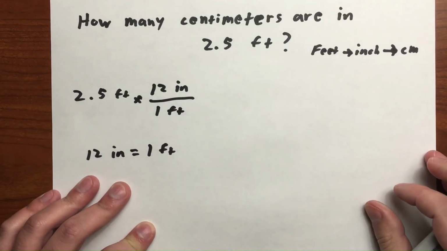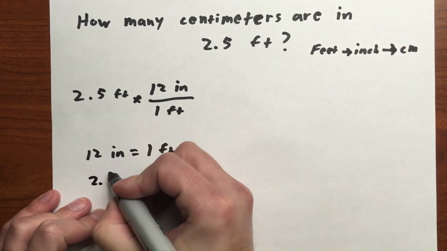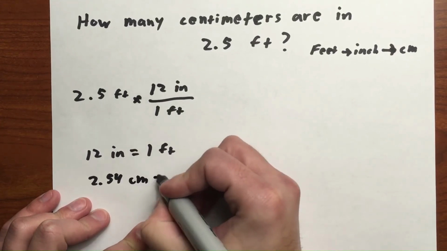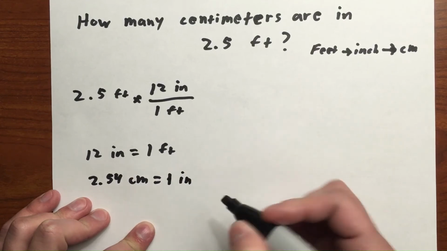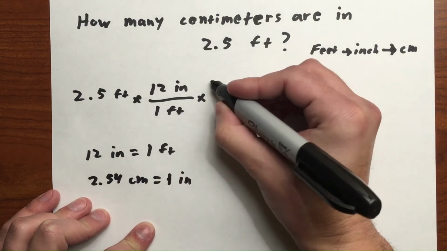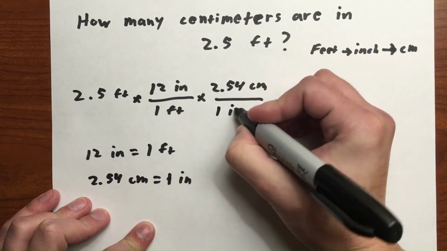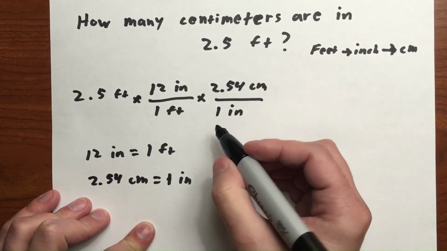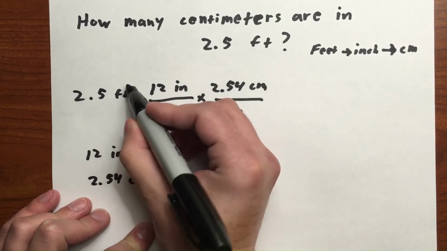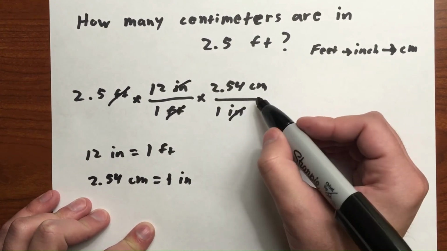And then here's our additional step. We then want to convert inches into centimeters. So you'll remember that 2.54 centimeters is equivalent to 1 inch. So we're going to put our centimeters on top because that's what we're trying to find, and our 1 inch on the bottom because that's what we're trying to cancel out. So when we do this, these feet will cancel out and these inches will cancel out, which will leave us with centimeters for our final answer.